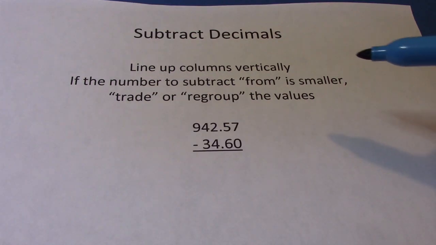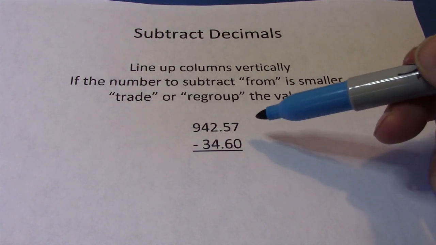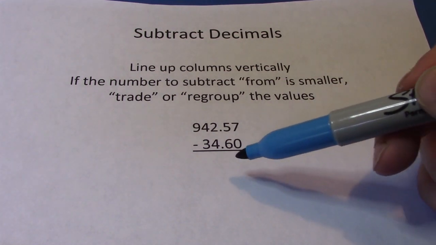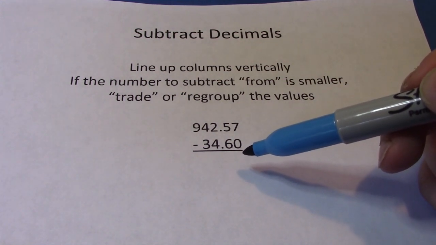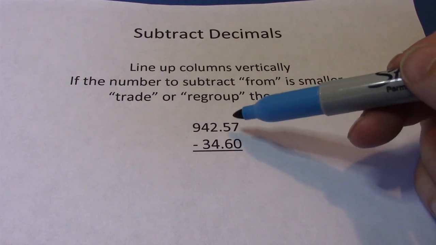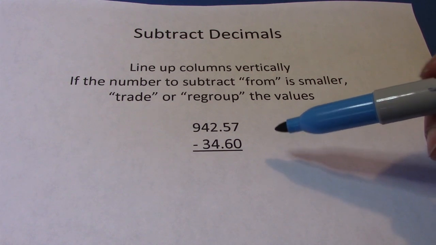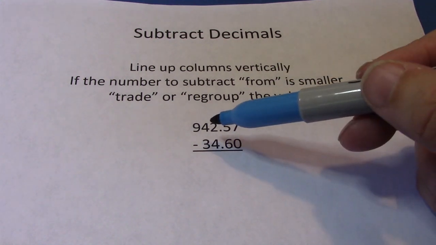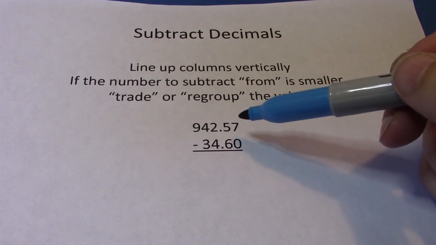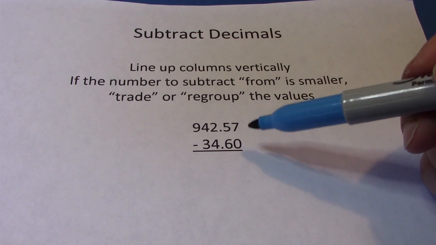To subtract decimals, we also need to have the columns lined up vertically. And again, we need to have the same number of decimal places to the right-hand side of the decimal. So if there aren't the same number, fill in with any zeros as necessary. So in this example, we've got 2 places after the decimal place in both. So now we're going to subtract, and we're subtracting 34 and 6/10 from 942 and 57 hundredths.